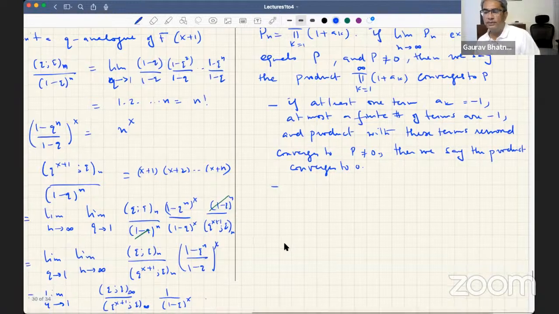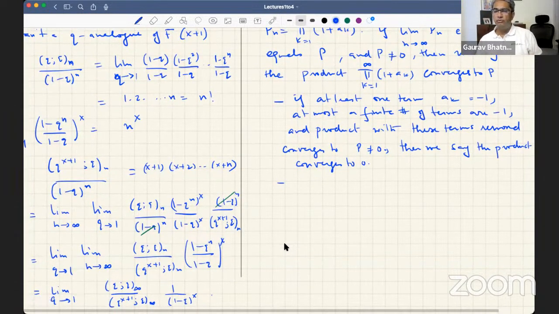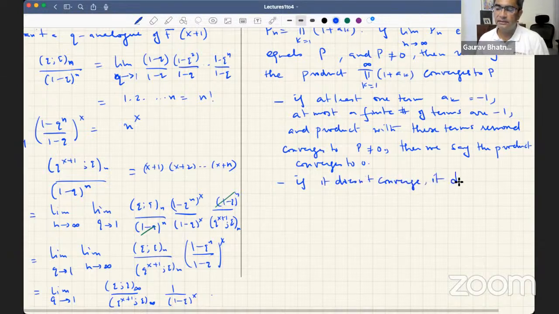So if there are a finite number of zero terms, we remove them in the product. And if the rest converges to something which is non-zero, then we say it converges to 0. If it doesn't converge, we say it diverges. And if P is 0, so if the limit exists but it's 0, then we say it diverges to 0.